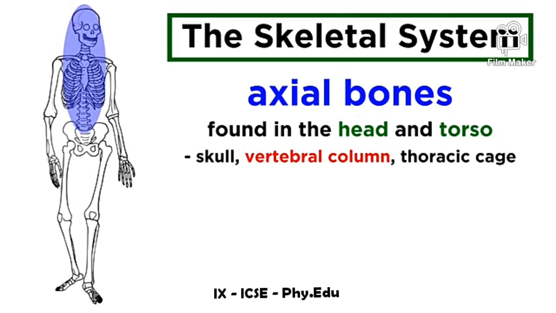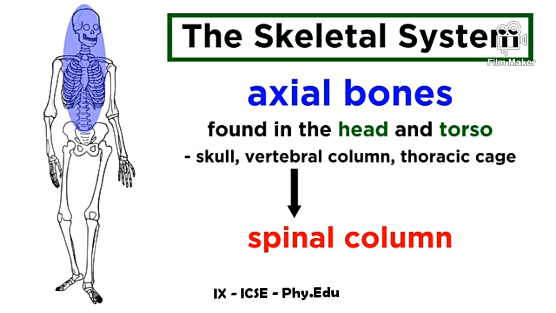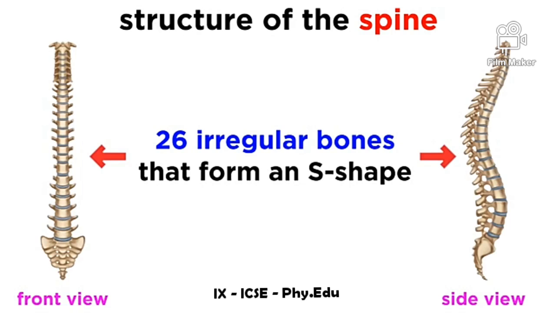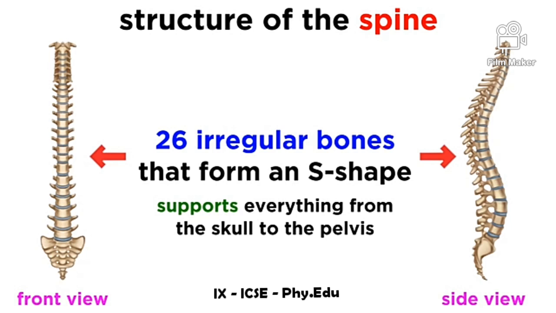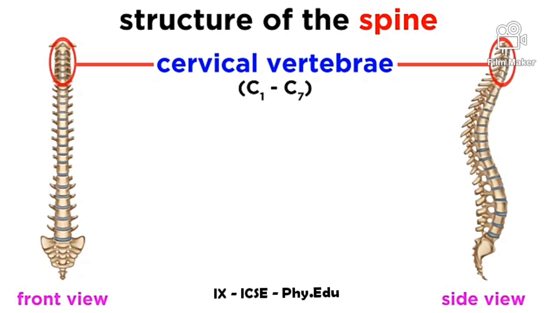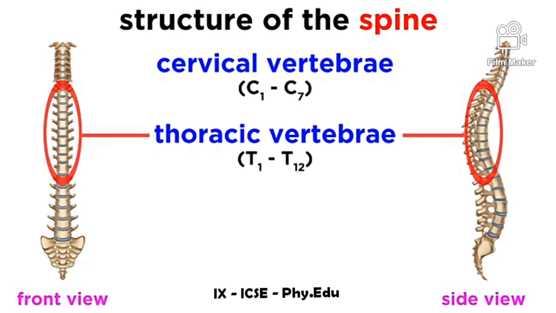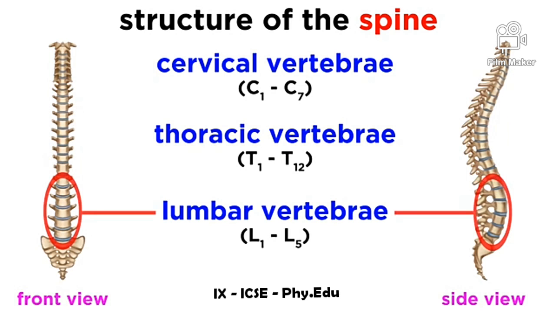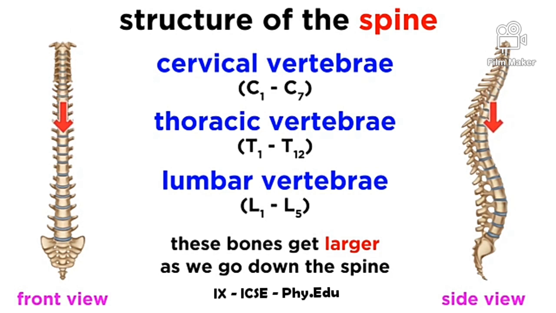Next up in the axial skeleton is the vertebral column, also called the spinal column or simply the spine. This is comprised of 26 irregular bones that come together to form a flexible structure in a curvy S shape, and this supports everything from the skull to the pelvis. The spine can be divided into 5 sections. At the top, we have the cervical vertebrae, which are the first 7. The next 12 are called the thoracic vertebrae. The remaining 5 are called the lumbar vertebrae. We should note that the vertebrae get larger as we go down in order to support more and more weight.